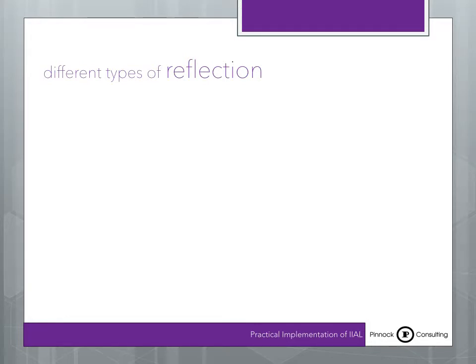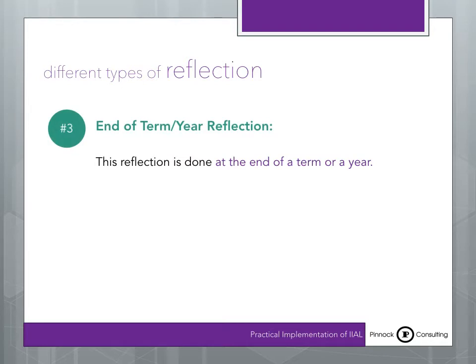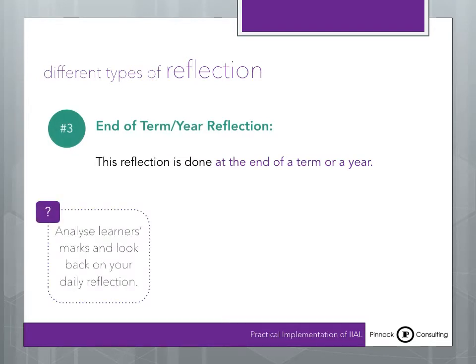And the last type of reflection is your end of year or term reflection. And here you look at the learner's marks. And then you look back at your daily reflection. When you look at the learner's marks, did the learners perform really well? Then that's wonderful. And when you look at your daily reflection, possibly it will state that all the lessons went much better than you expected.